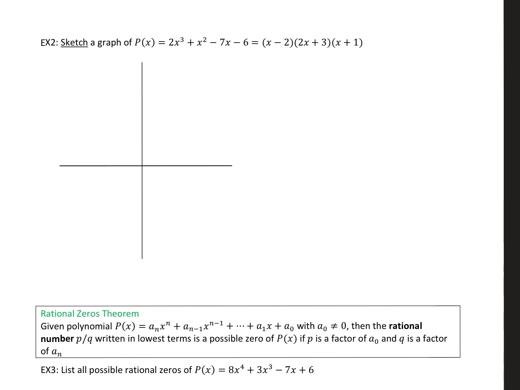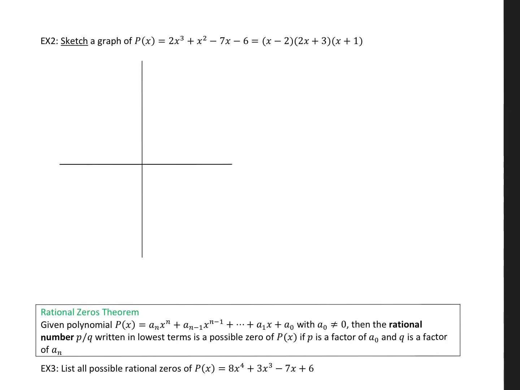Now let's move on to example 2. Let's sketch a graph of this function, p of x equals 2x cubed plus x squared minus 7x minus 6, and it gives us the factored form. What is special about the factored form? Well, again, the factored form will give me the zeros.